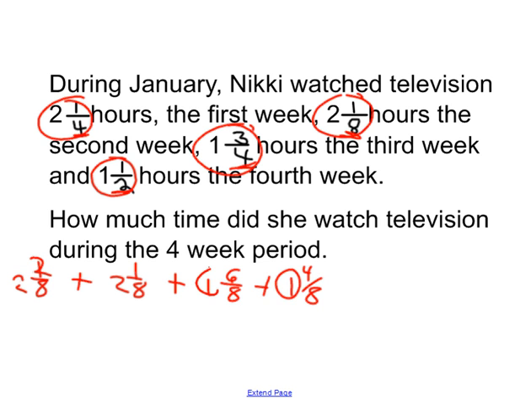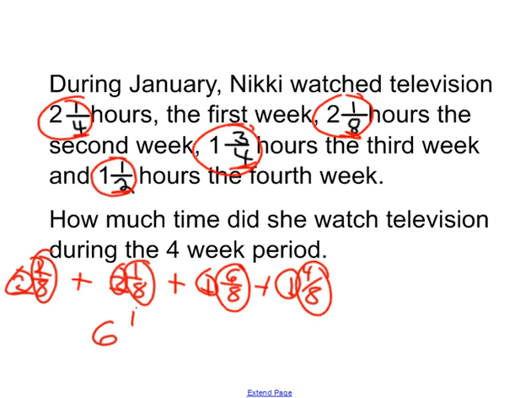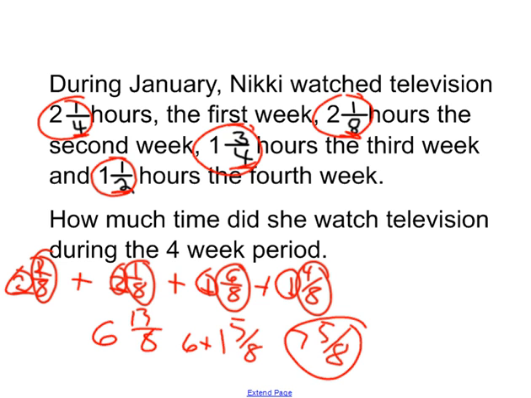Well, I think I can add up all the numbers out in front for the whole hours. So 2 plus 2 plus 1 plus 1 is 2, 4, 6. Now I add my fractions. I have 2/8 plus 1/8 would be 3/8, plus 6/8 would be 9/8, plus 4/8 would be 13/8. Well, 13/8 can be reduced into 1 5/8, plus the 6 becomes 7 5/8 is my answer.